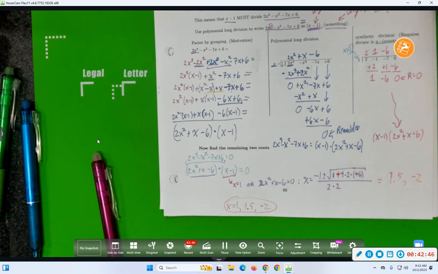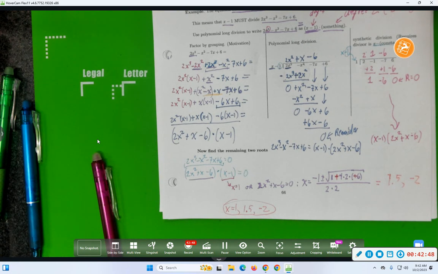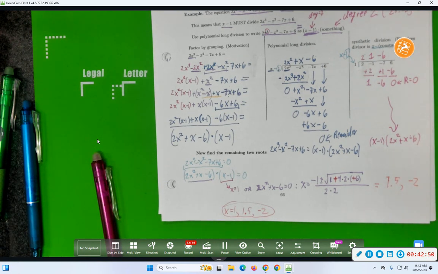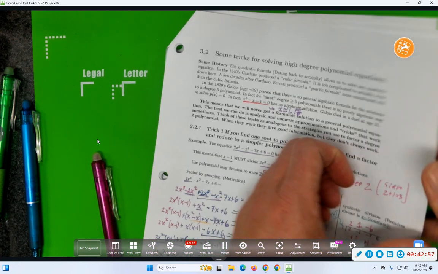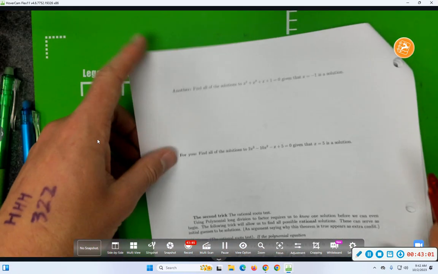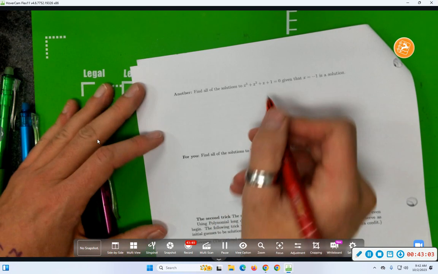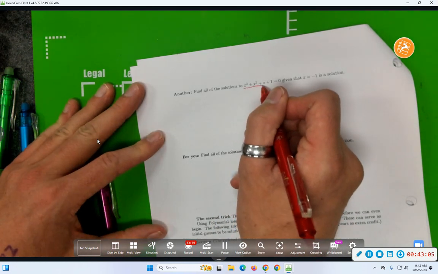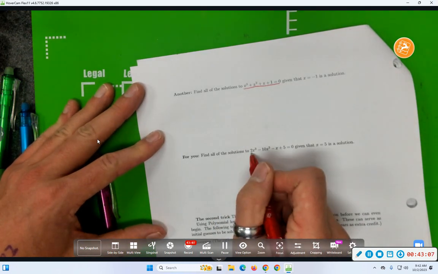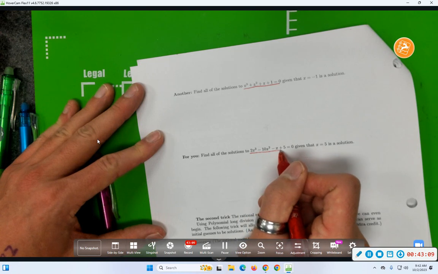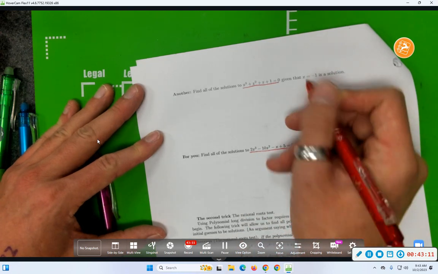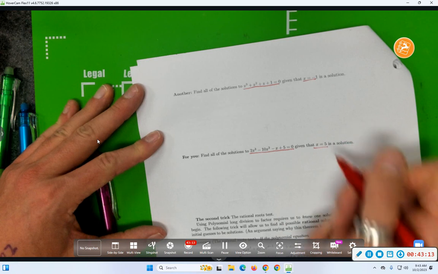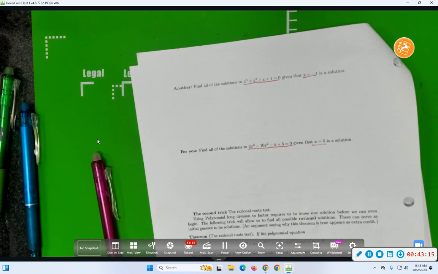So, with 8 minutes left on the clock, hopefully people appreciated this quick review of polynomial division. There will be some more for you to do. Let's do at least one more example. So here are 2 more polynomial equations. x cubed plus x squared plus x plus 1 equals 0. 2x cubed minus 10x squared minus x plus 5 equals 0. And I have provided you 2 solutions.